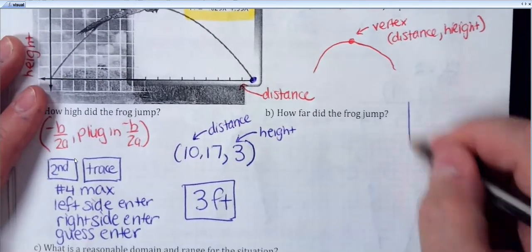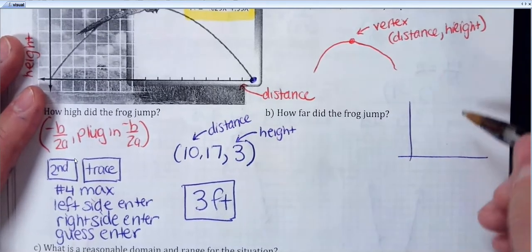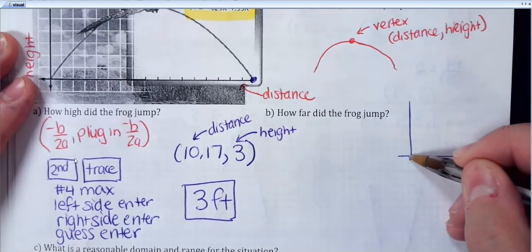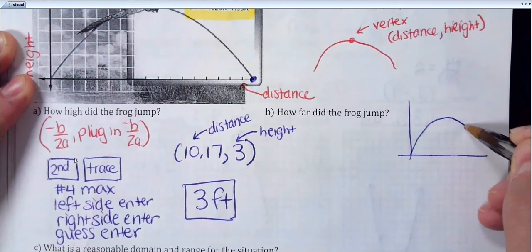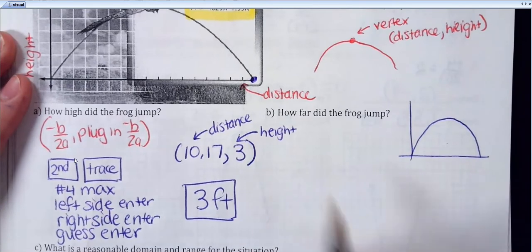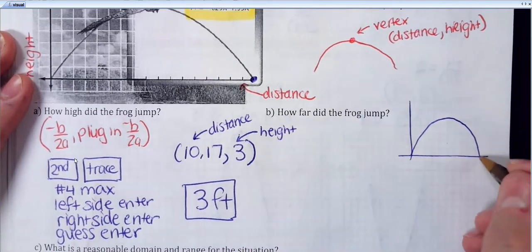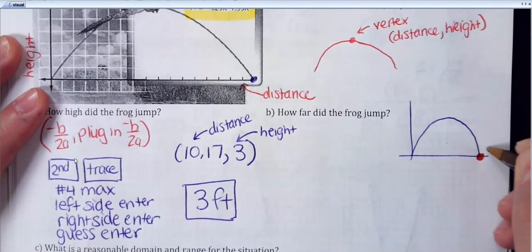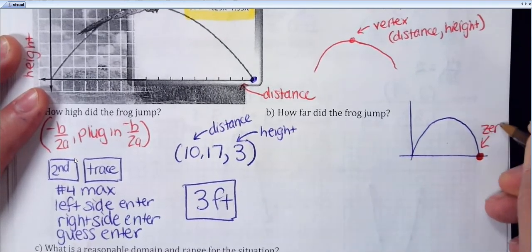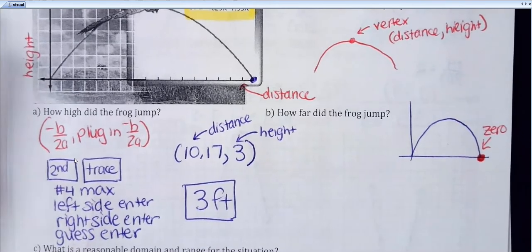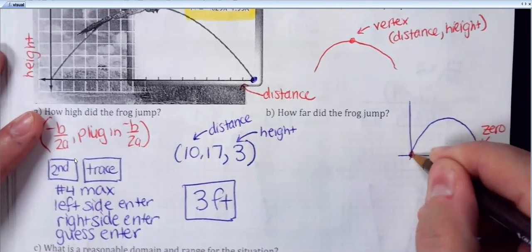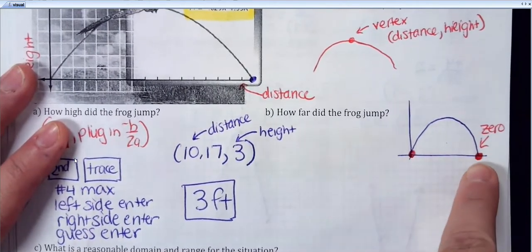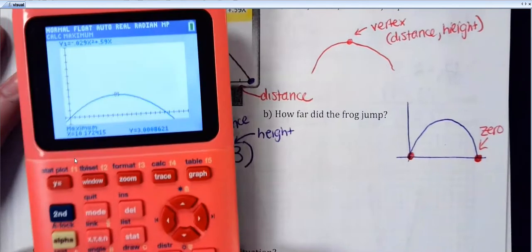Okay, now I'm going to show you one more thing. And there's two ways you could actually do this with some symmetry with the vertex, but I'm going to show you how to do it with the 0 as well. So, how far did the frog jump? That would be this point right here. Yes? Okay, so that is just a 0, right? My other one would be the actual origin, but how far the frog jumps is going to be that point right there. So let me show you how to find that on the calculator.